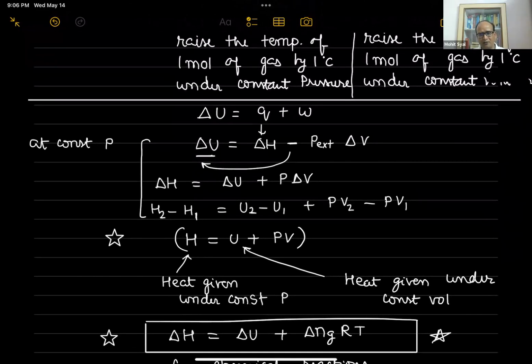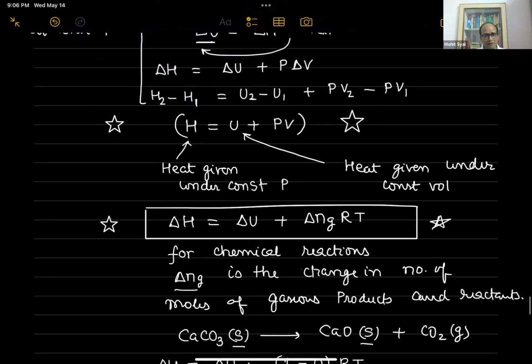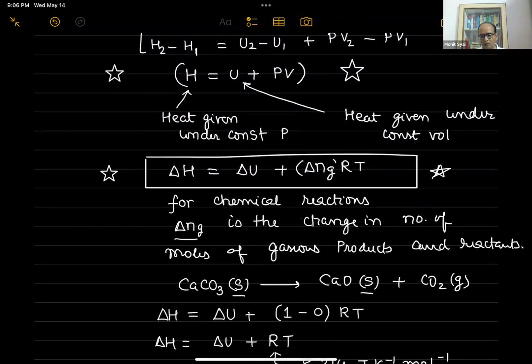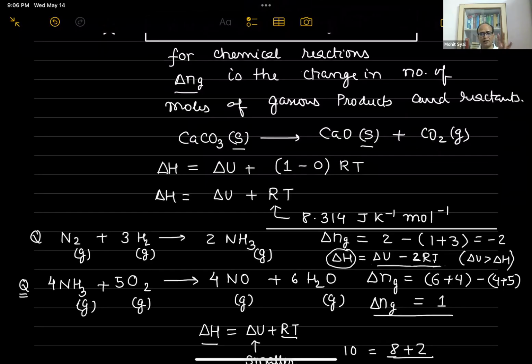There is a relationship between delta U and delta H. This you should remember. H equals U plus PV, so delta H equals delta U plus delta PV, and because the pressure is constant, P delta V. P delta V is the change in number of moles of gases into RT for reactions. You need to calculate the final moles of gases minus the initial moles of the reactant.